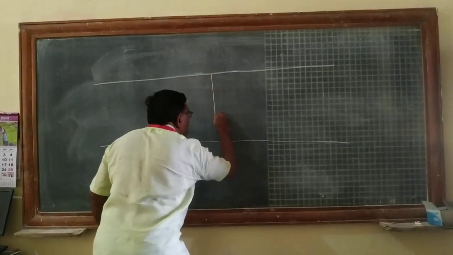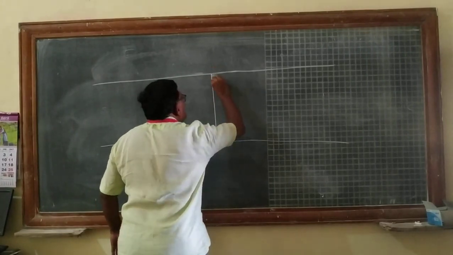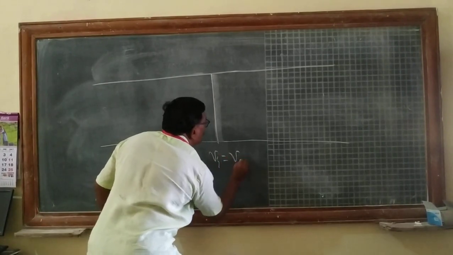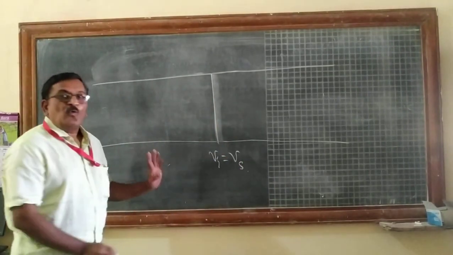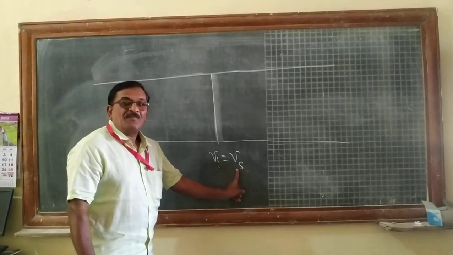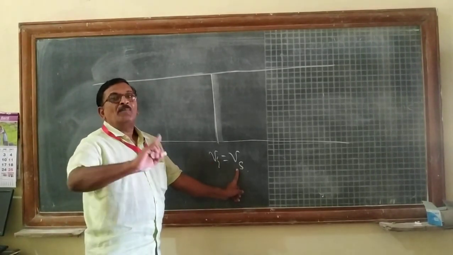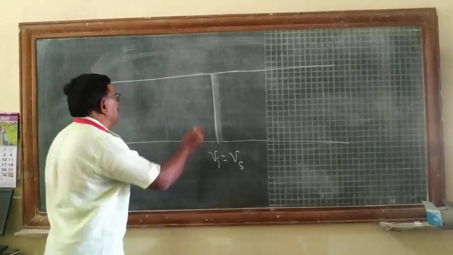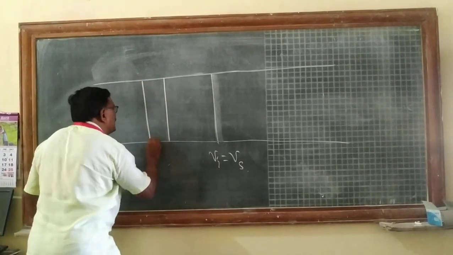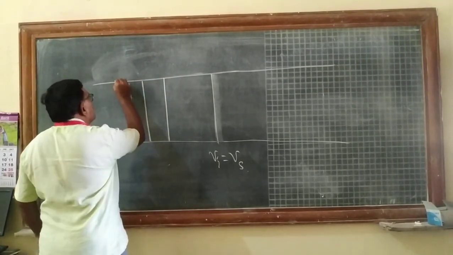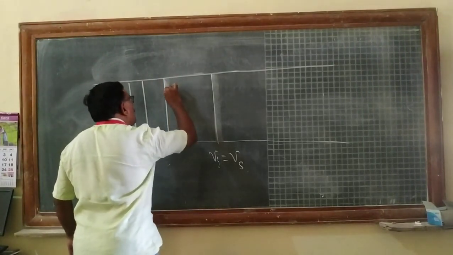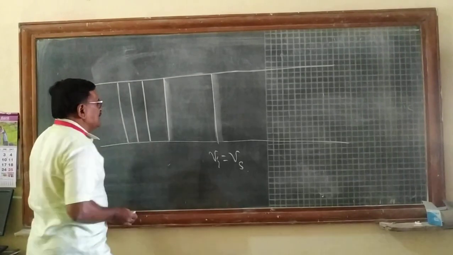So this line will be called ν_I equal to ν_S. What do ν_I and ν_S mean? The ray of incident light is equal to the ray of scattered light. Both have the same intensity. So here is one spectral line, this is the second spectral line, this is the third spectral line, and this is the fourth spectral line, like this.